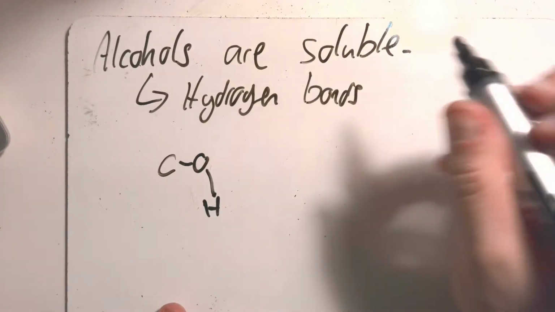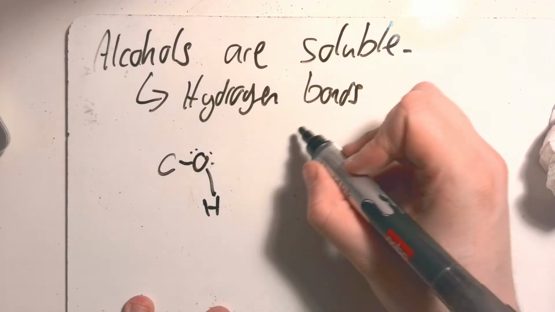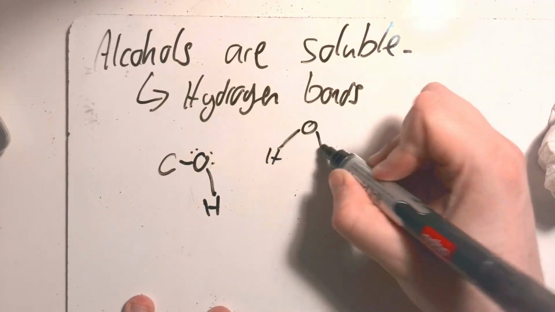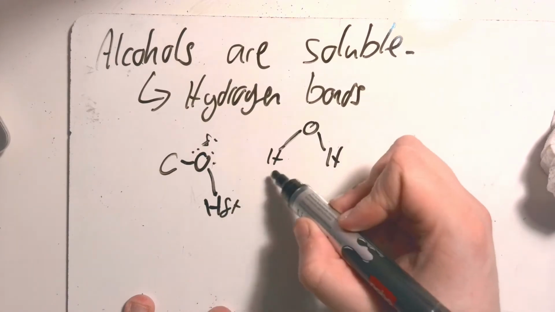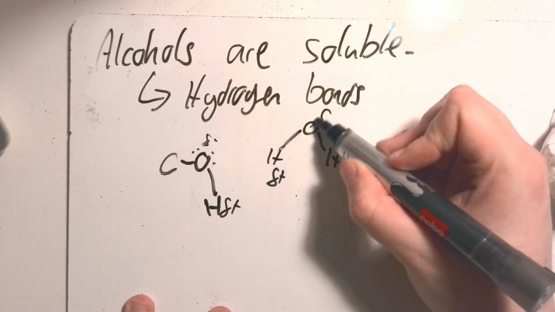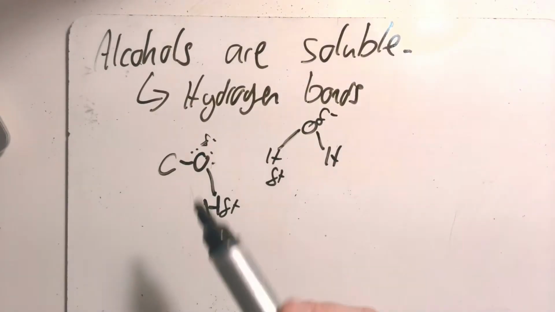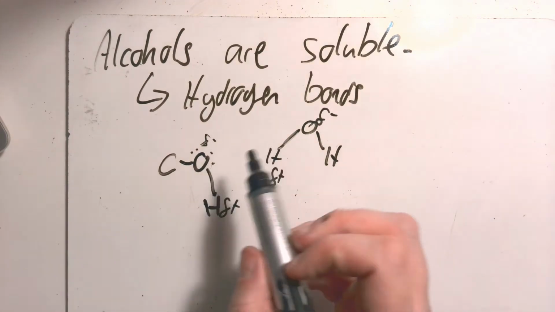Lone pairs, just to show this part here. And we have water here: O, H, H. This is delta negative, this is delta positive, this is delta positive, this is delta negative. And it's going to repeat through the entire solution. So this change in dipole, this permanent dipole, is going to attract each other.